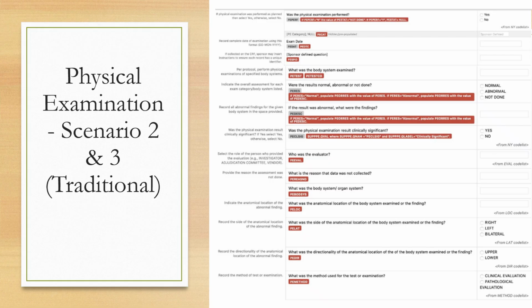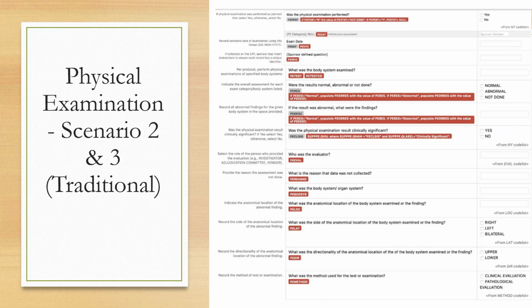We have the BODSYS, or the organ system information, being captured as well, and along with that the additional information about the anatomical location, the side of the anatomical location, and the directionality of the anatomical location. All these questions can be added in your CRF form, and we can map this in respective SDTM variable, which is PELOC, PELAT, or PEDIR. Then we can also have a question about the method used for the test which is being conducted. So that will go in your PE method.